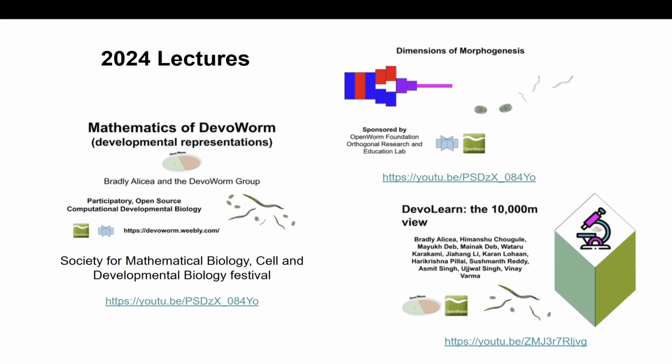And then a 10,000 meter view of DevoLearn. So DevoLearn is the software package that we've been building over the last 5 or so years, putting in all sorts of things, pre-trained models, graph neural networks, different types of models like segment anything and so forth. So this is coming together. We've had a lot of people work on this, and that can be found on our YouTube channel as well.